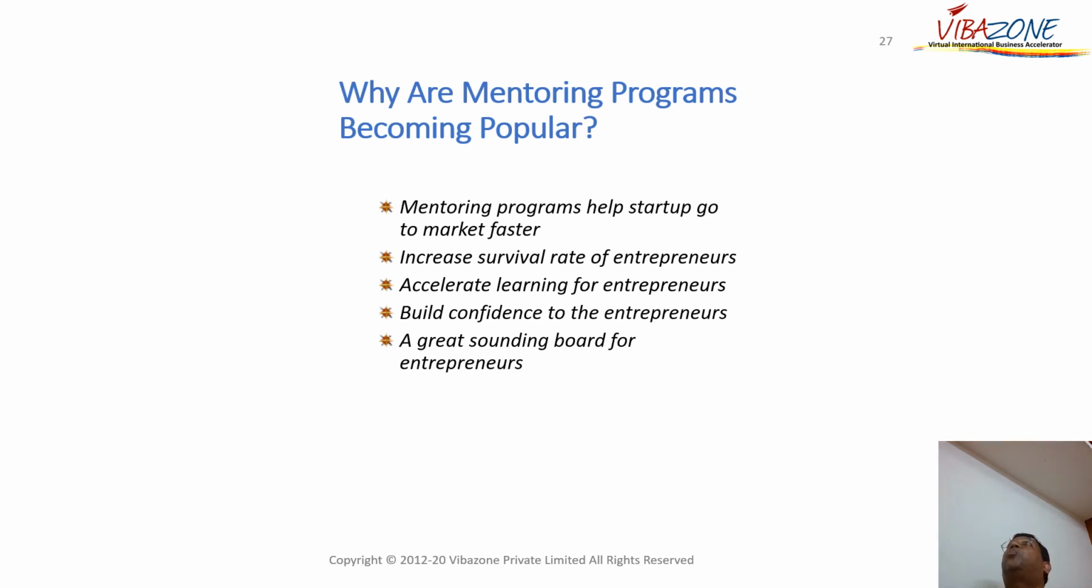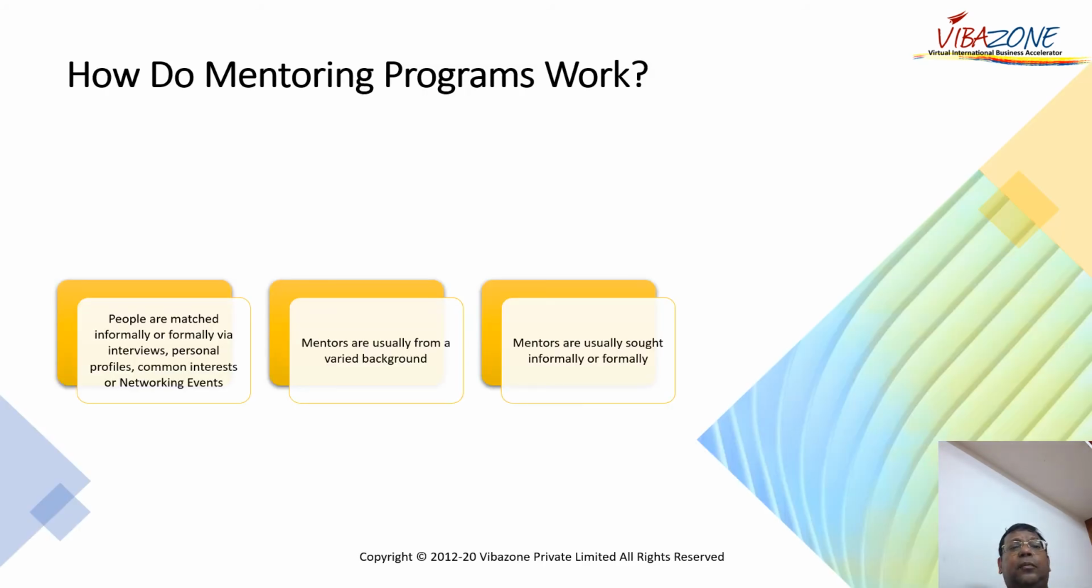So someone you can speak to and find out how to make progress. A mentor doesn't make decisions for you. You will have to make those decisions. How does it work? First of all, we match them depending on what they require. Mentors are usually from varied backgrounds. The mentoring is usually set up informally or formally. You could have a formal agreement or an informal arrangement with a mentor.